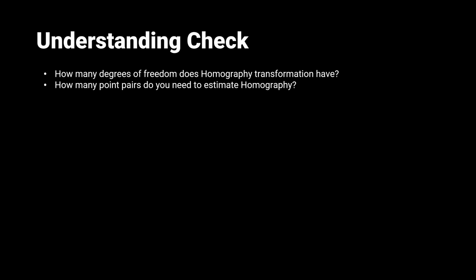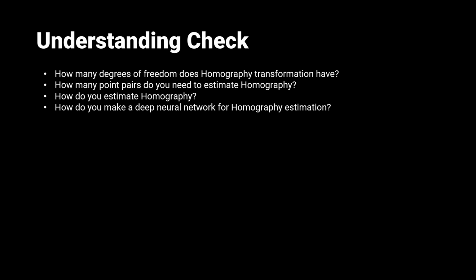So just to check the understanding, how many degrees of freedom does a homography transformation have? How many point pairs do you need to estimate a homography? And how do you actually estimate a homography? Last question is, how do you make a deep neural network for homography estimation, either supervised or unsupervised?